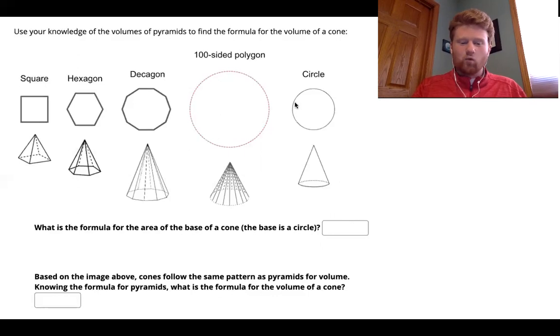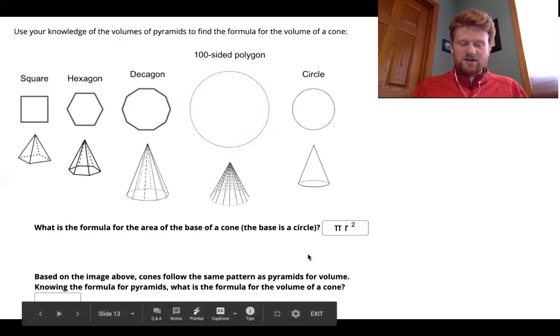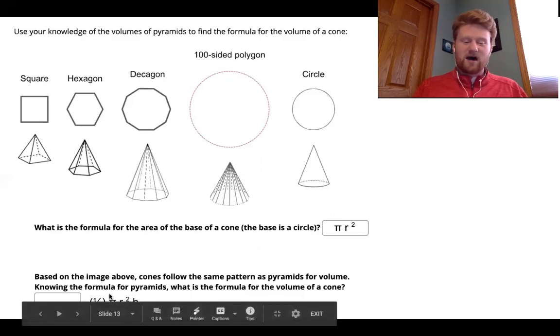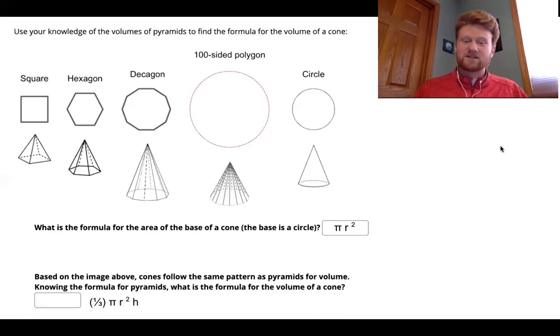So let's first ask, what is the area of the base of a cone, which is a circle? Well, that's pi r squared. Remember, the area of a circle is pi r squared. So now all we need to do is put that into the full formula. So knowing that we're going to take 1/3 the volume of a cylinder, we want to do 1/3 times pi r squared times h, because pi r squared h is the volume of the cylinder, and we want 1/3 of it.